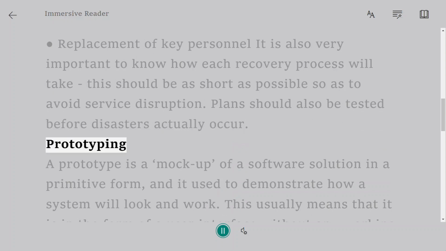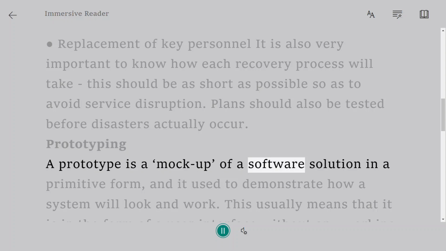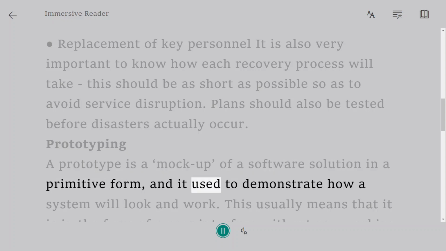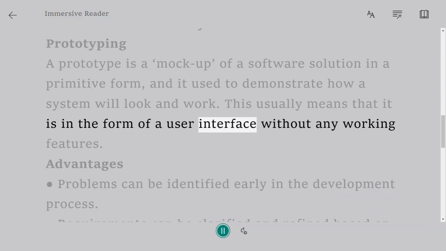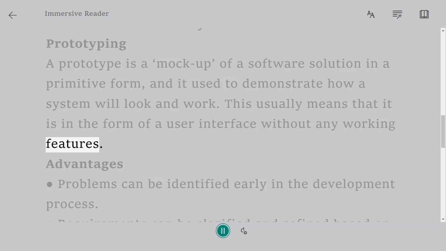Prototyping. A prototype is a mock-up of a software solution in a primitive form, and it is used to demonstrate how a system will look and work. This usually means that it is in the form of a user interface without any working features.